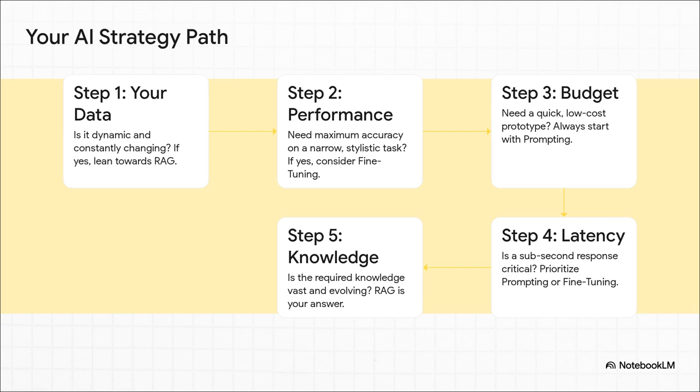Next, what's your goal? Do you need killer accuracy on a very specific style or task and the data doesn't change? Fine-tuning is probably your answer. And of course, money. If you're just building a prototype or you're on a tight budget, always start with prompting. Just follow these steps and it makes the choice way more logical.